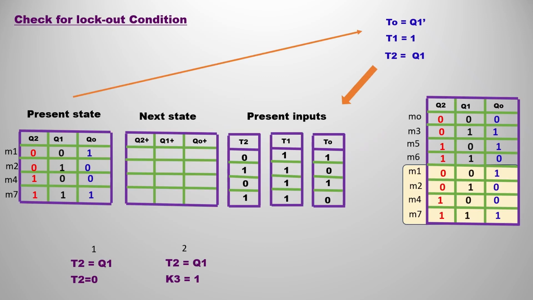But it's not done yet. As I said before, I will take a not self-correcting example and show it. Now we are going to check for the lockout condition. This will not be satisfied, and we are going to modify the circuit. So let's see how to do that.